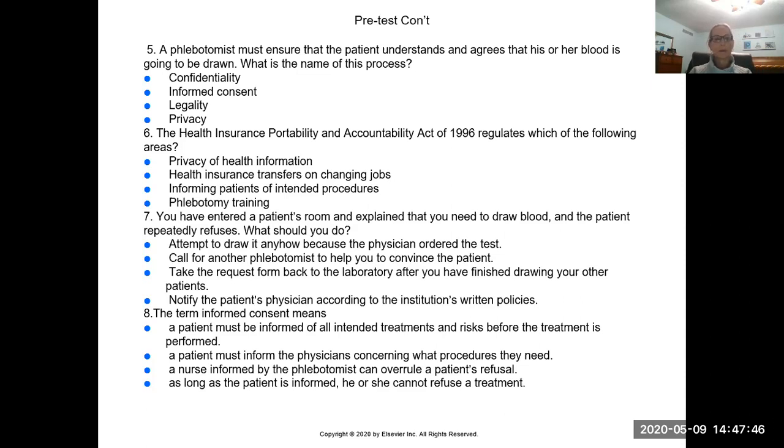That's HIPAA. You have entered a patient's room and explained that you need to draw blood, and the patient repeatedly refuses. What should you do? In this situation, you're going to notify the patient's physician according to the institution's written policies. Number 8: the term informed consent means what? It means a patient must be informed of all intended treatments and risks before the treatments are performed.